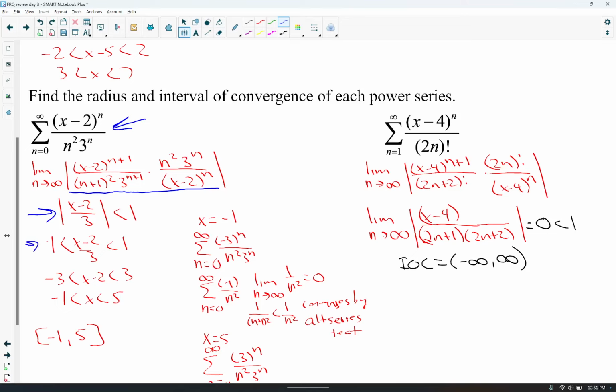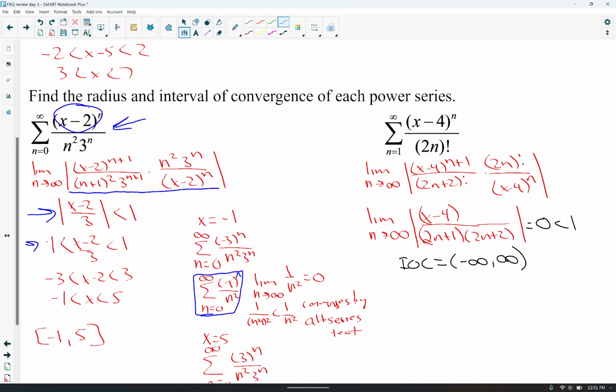When we plug -1 into this, we get -1 minus 2, that's -3. So there's where you get -1 over n squared, -1 to the n. There we go. So it's an alternating series. So we did limit as n approaches infinity of 1 over n squared is 0. Converges by alternating series test.